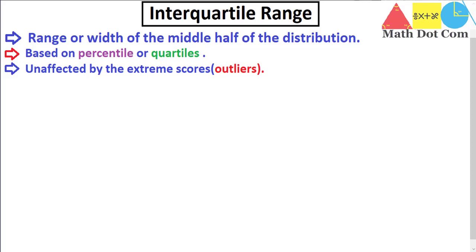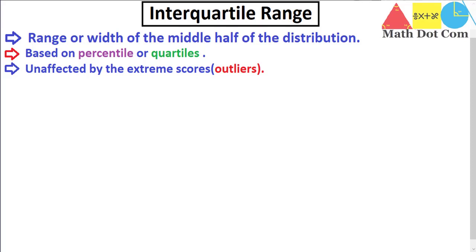Keep this in mind. Outliers, as we have discussed before, are the extreme scores. If you have 1, 2, 3, 4, 5 in the data set, and after 5 you get 100, that is an outlier. That is not according to the series or the trend of the other data in the given data set, so it represents an outlier. This is the main advantage of interquartile range over the range. This is the main purpose behind the interquartile range.